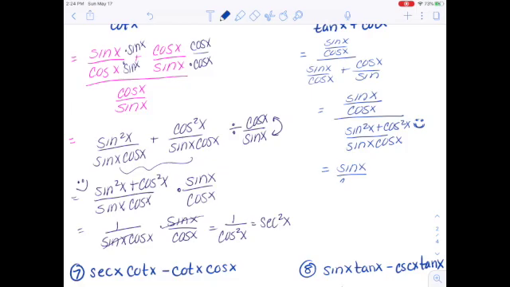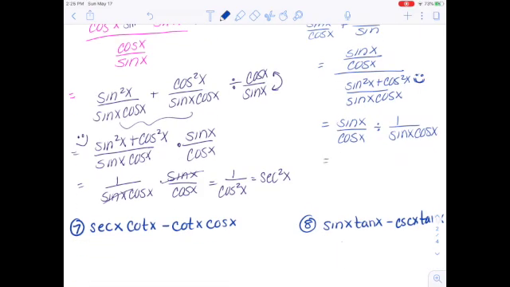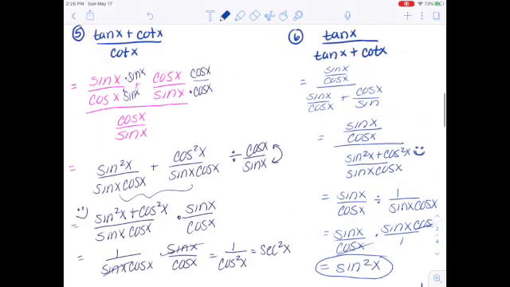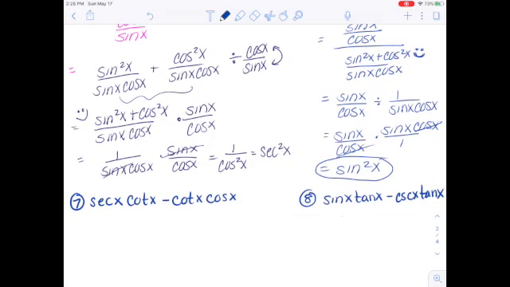So sine of x divided by cosine of x divided by 1 over sine of x cosine of x, multiplied by your reciprocal. You've got over 1. So your cosines cancel out here, and you're left with sine squared of x. So that's kind of like a second example of that number 5.